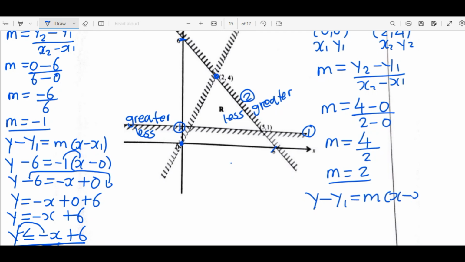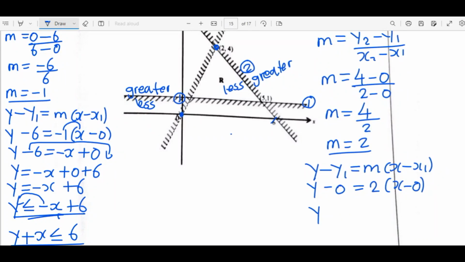So do the substitution. For y1, we can use 0, 0 or 2, 4. The answer will be the same. So we put 0 here, and 0 here. We can now expand. So y minus 0 is just y. 2 times x will give us 2x. 2 times negative 0 is just negative 0, which is y is equal to 2x. So this is the equation.